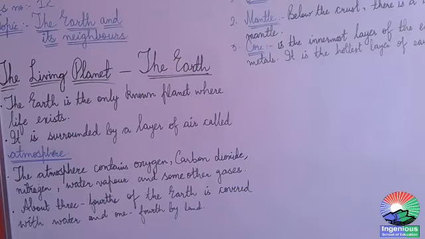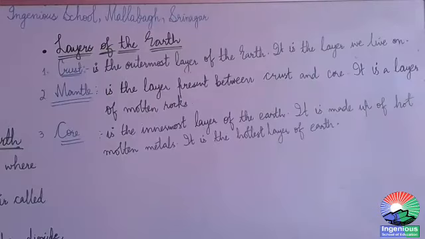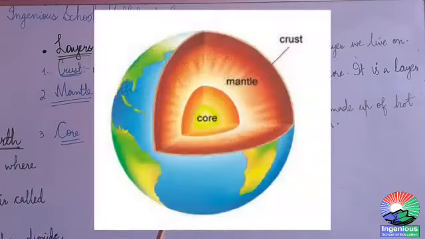Students, now we will learn about layers of the earth. The 3 layers of the earth are crust, mantle and core. Now let's first learn about crust. Crust is the outermost layer of the earth.